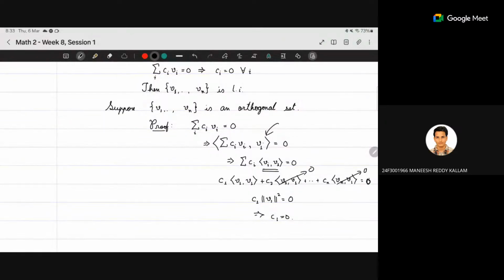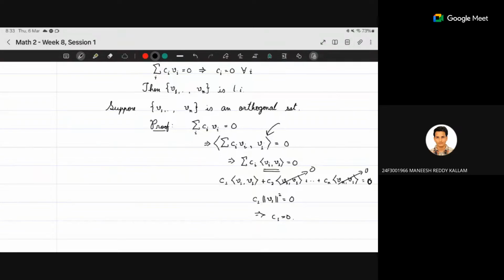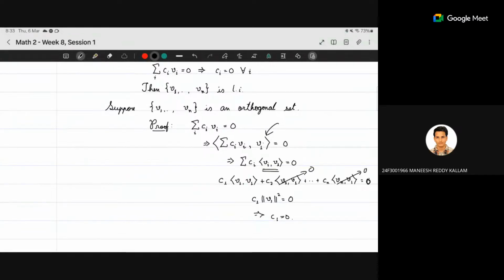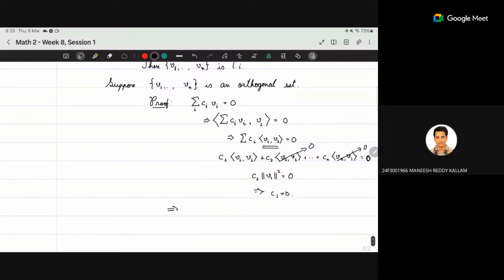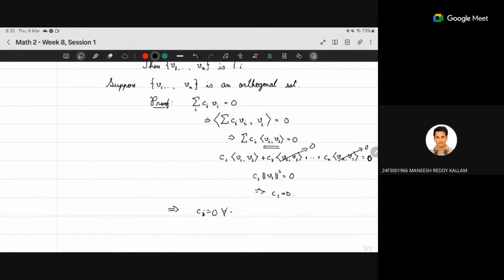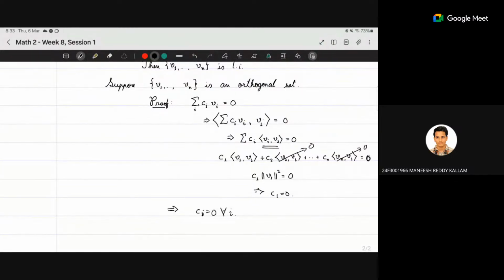So I got C1 is equal to 0 by taking the inner product of the initial equation with the vector V1. I can do the same thing with V2. I'll get C2 is equal to 0. And so on, I can take the inner product with an arbitrary Vj and get Cj is equal to 0. So repeating the procedure n times will give me that Ci is equal to 0 for all i. So orthogonality implies linear independence. This is a quick proof of that.